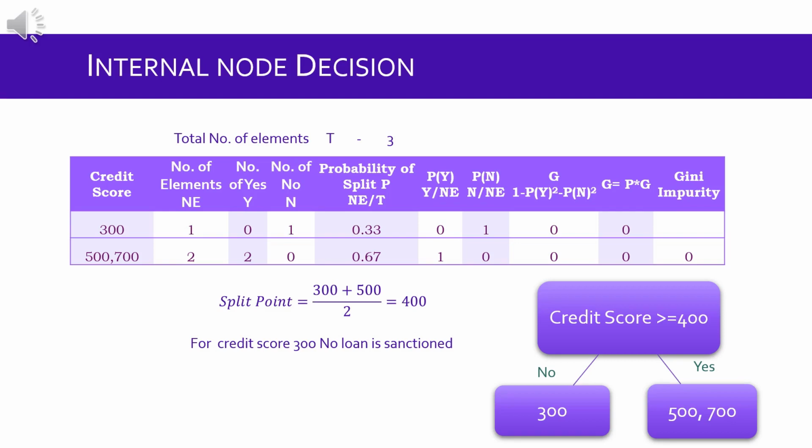In the second subset, loan sanction is approved for all the elements. So, it is also a leaf node. As all the nodes are leaf nodes, further classification is not possible. So, tree growth ends here.